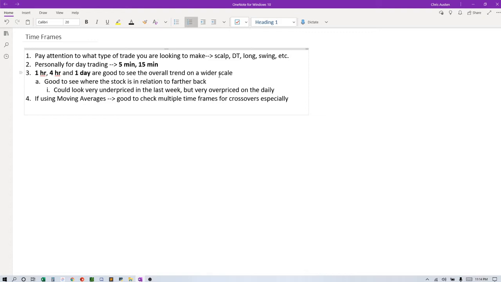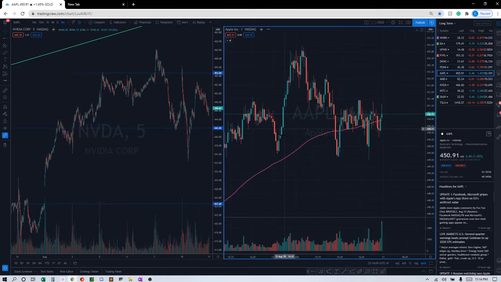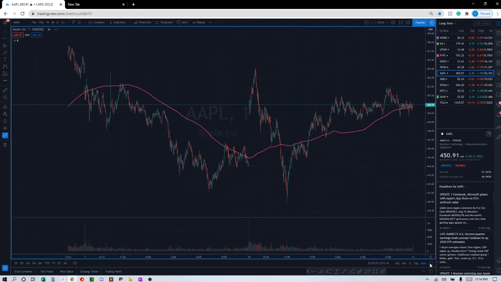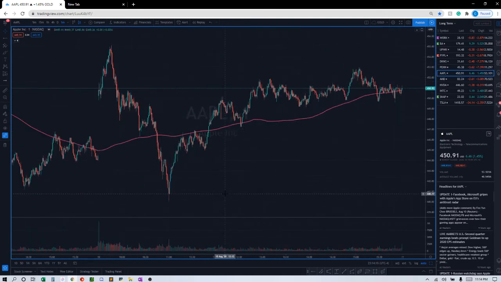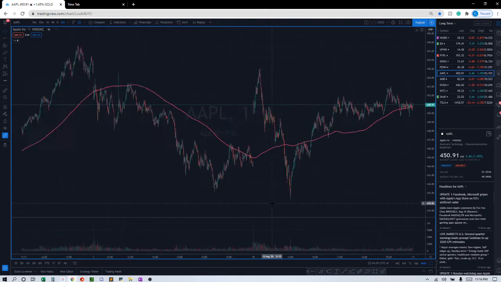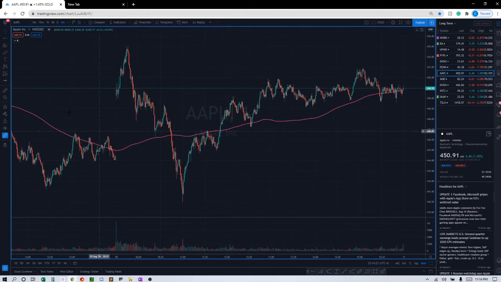Here, let me get it up. So, you can just see on the 1 minute, it's just too much going on. You can get faked out a bunch, especially with the moving averages. This is the 200 here, but that's something I wanted to talk about later.